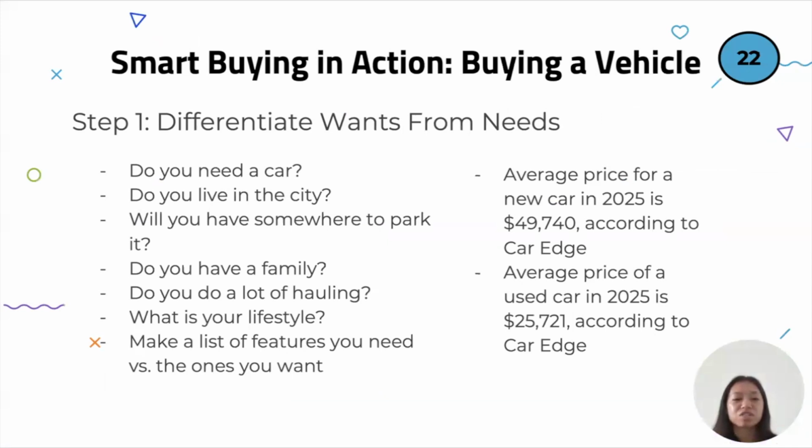Ask yourself these questions such as, do you need a car? Do you live in the city? Will you have somewhere to park it? Do you have a family? Do you do a lot of hauling? What is your lifestyle? Make a list of the features that you need versus the ones that you want.